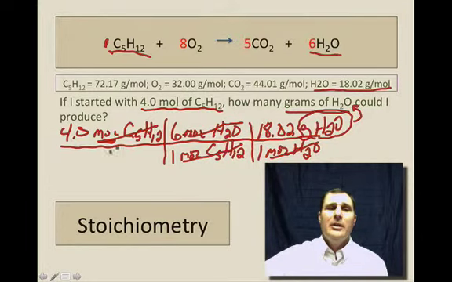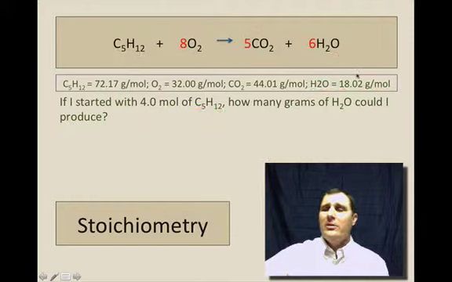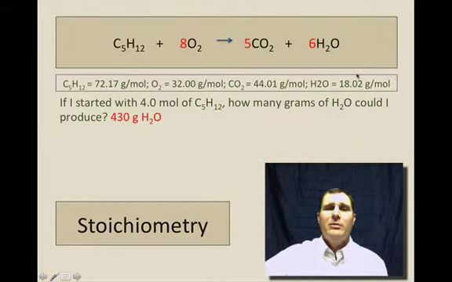So I'm done. Get out the calculator. 4 times 6 is 24. 24 times 18.02 is something I can't possibly do in my head. Equals, divided by, and all I got down there is ones, so I'm done. And if I hit that in the calculator correctly, hopefully I come up with 430 grams of water. Now I saved the best for last.